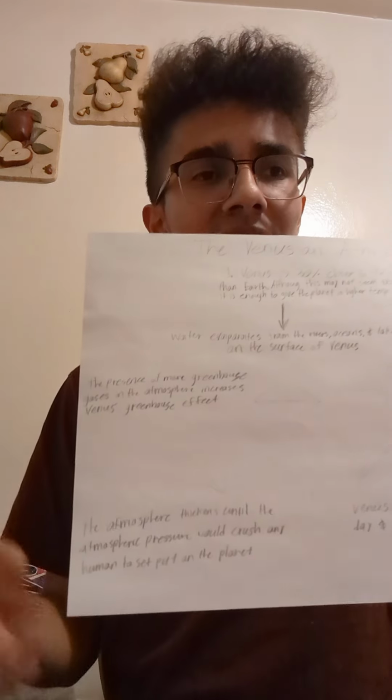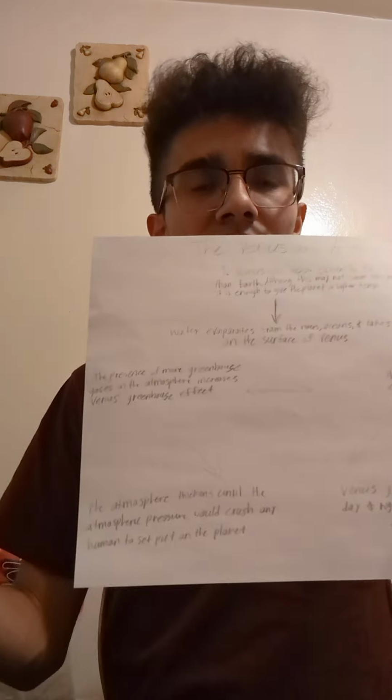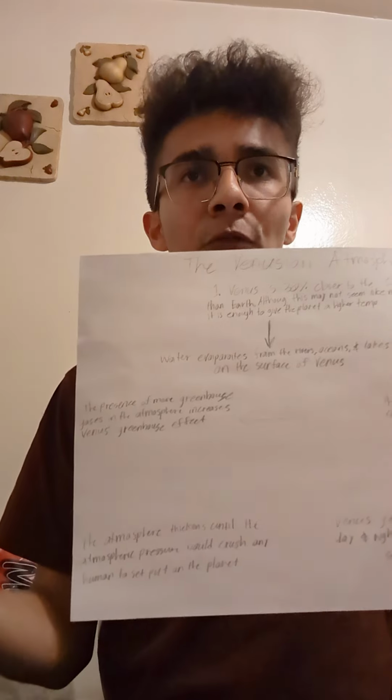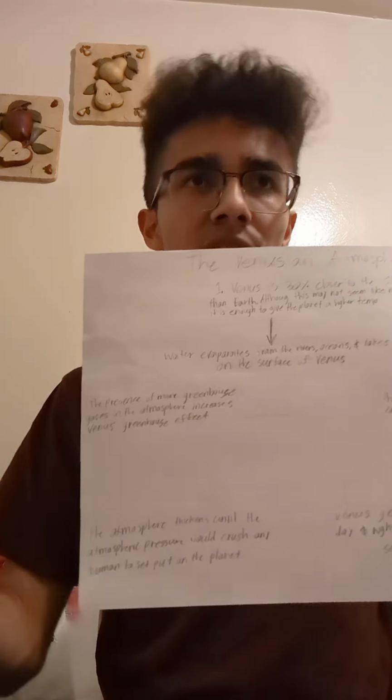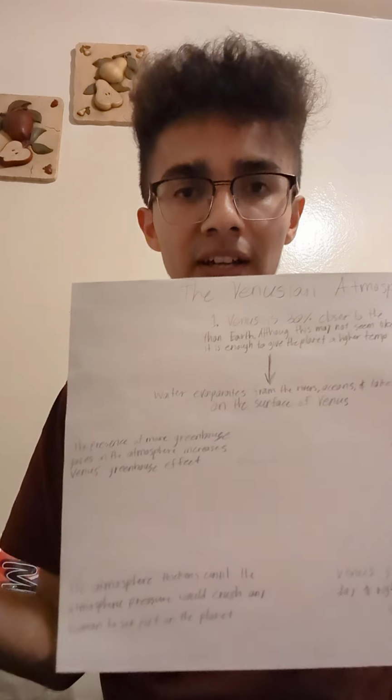And then the other one is that with all the greenhouse gases, there is so much more heat trapped in the planet, to the point where the surface of Venus is so much hotter than an oven set to broil, which is upward of more than 400 degrees Fahrenheit.